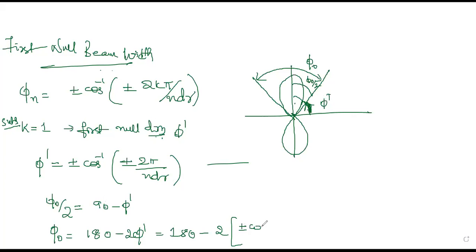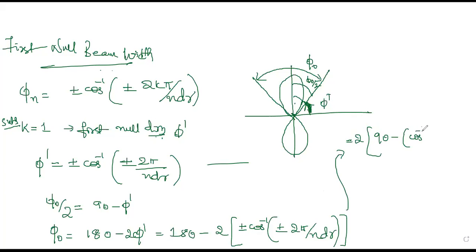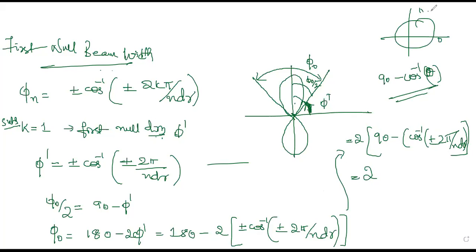Substitute it here, plus or minus cos inverse of plus or minus 2 pi by NdR. Again, I can take 2 outside because I can again simplify this equation. Take 2 outside. You have 90 minus plus or minus cos inverse of plus or minus 2 pi by NdR. How can I write this 90 minus cos theta, or tell me what is 90 minus cos inverse of theta, or 90 minus cos theta, anything is fine. You know that 0, pi by 2, pi, 3 pi by 2, 90 minus cos theta is what?